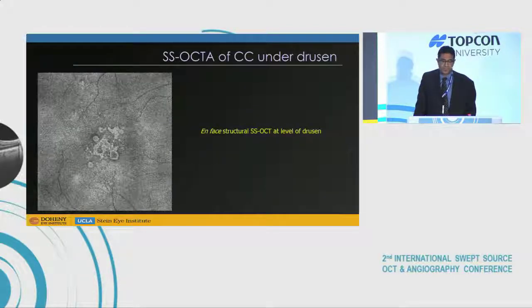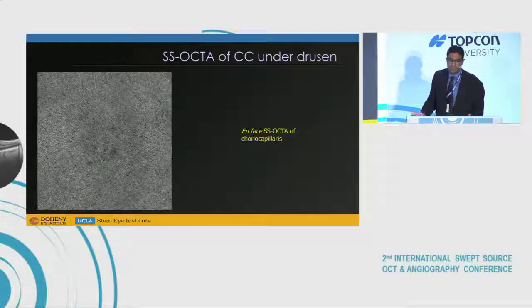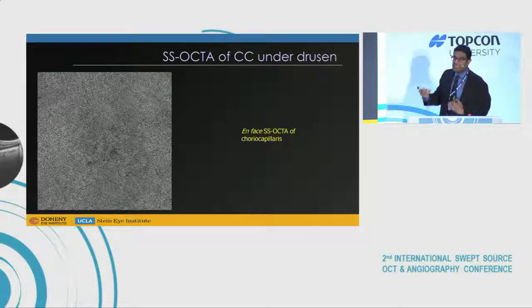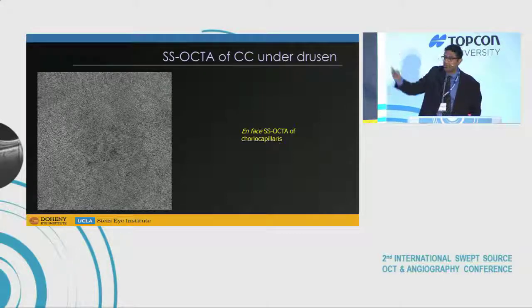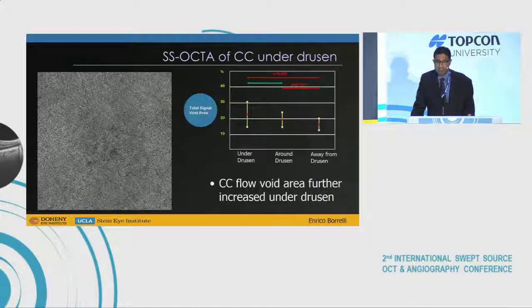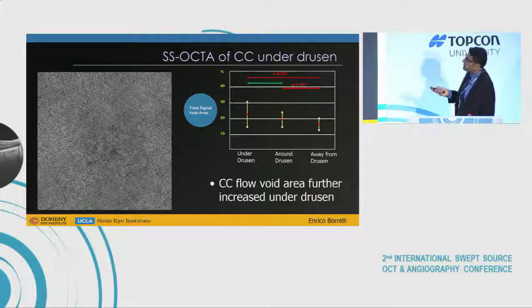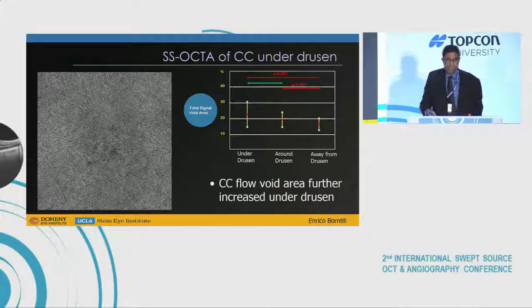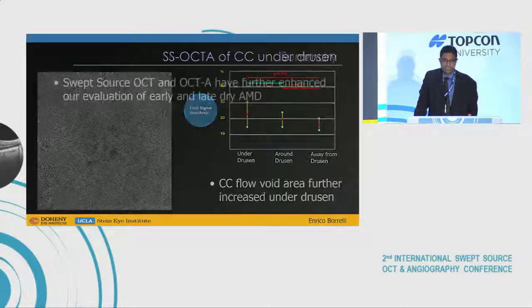So this is where I think swept-source OCT can help us, because we actually get very good imaging of the choriocapillaris even when it's behind these thick drusen. Carl showed some nice examples of that. And we were able to demonstrate, again, more nice work from Enrico, a further increase in the flow voids underneath the drusen compared to areas at further distance away. So there seems to be some relationship between this and where the drusen appear.